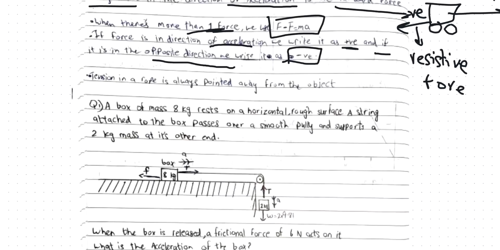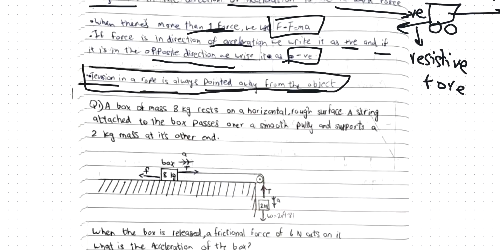And remember, tension in a rope is always pointed away from the object. We did this concept in the last class as well. So what do I mean by this? If there was a ball that was hanging from a wall, then the tension in this rope would be away from the object. So in this case, it would be pointing upwards. And so let's do a question now.